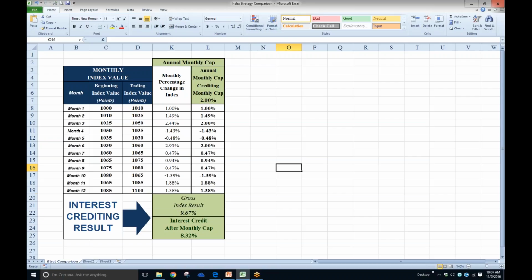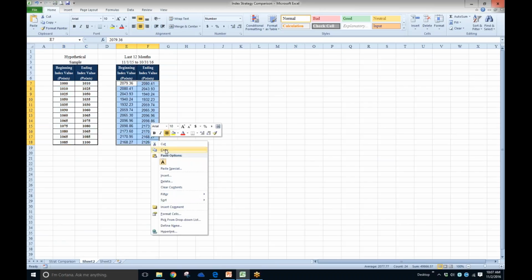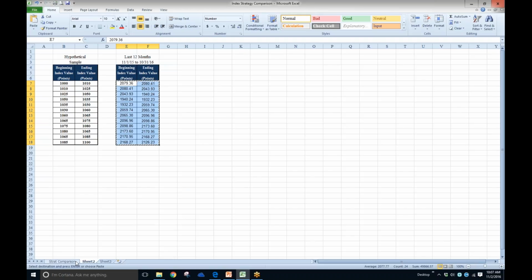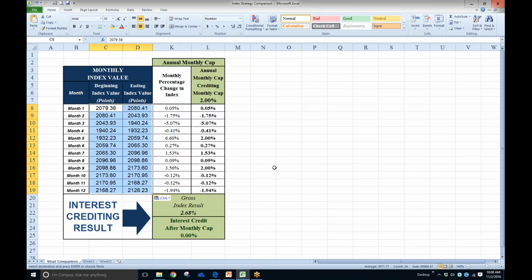Yeah. Okay, now let me show you a real scenario on this. We're going to go back to what happened the last 12 months. Now, look at the negatives, minus 1.75, minus 5%. And you notice, if we have a gain, it's capped at 2. For example, see this gain here of that month? We get 2 of it. But look at this negative 5% loss. We take the whole loss.